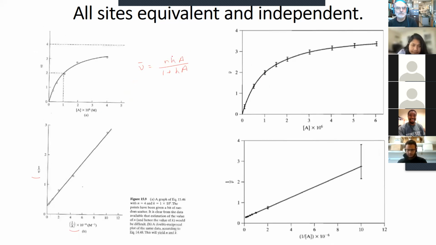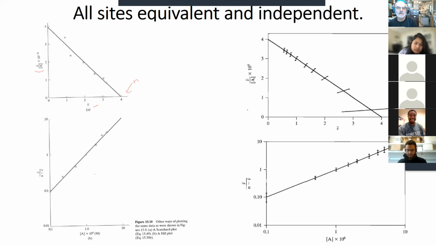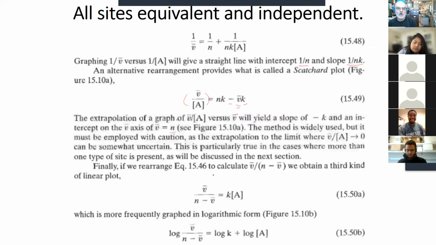You can plot it as a straight hyperbolic. You can plot it as an inverse, 1 over A, double reciprocal. You can plot it as a Scatchard plot. And all we're doing is manipulating the data.